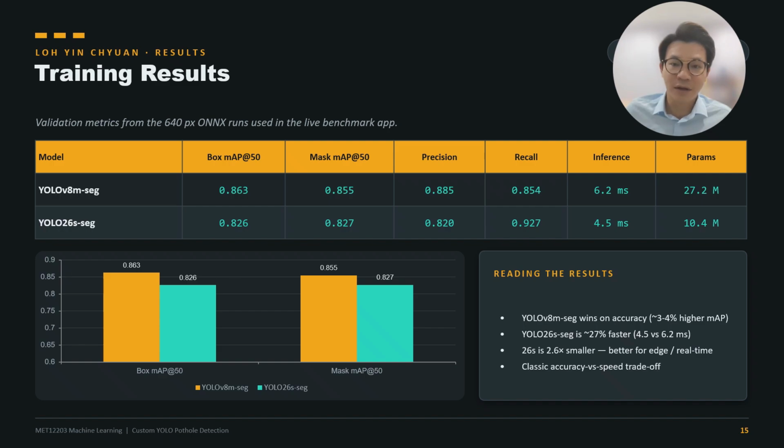So on paper, YOLOv8M is a few percent higher on mAP, while YOLO26S is about 27% faster, which is 4.5 versus 6.2 milliseconds, and it is about 2.6 times smaller. But notice the numbers are close, and each model leads on different measures. These offline scores are only the starting point. What we really decide on is how the model behaves on real road video, which will be shown by Charlie shortly.